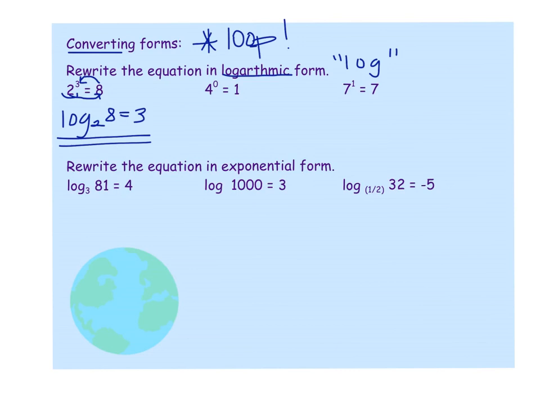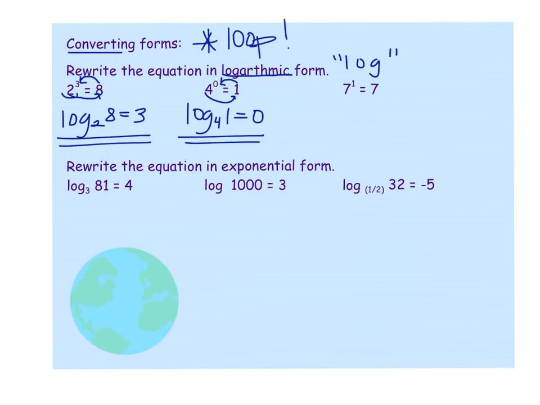Try the next one. 4 to the 0 power equals 1. Another true exponential statement. If the base is 4 and we start with that prefix log, it's just log base 4 of 1 equals 0. You're just literally following that looping method and rewriting from an exponential statement to its logarithmic counterpart.